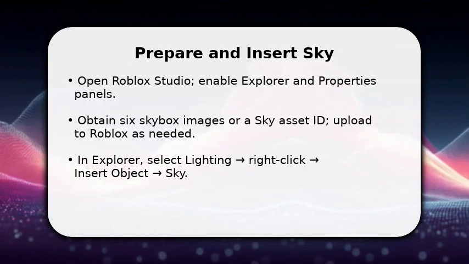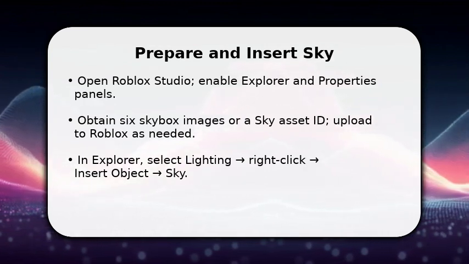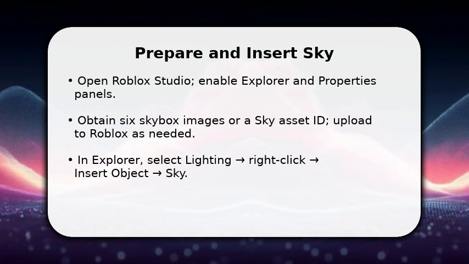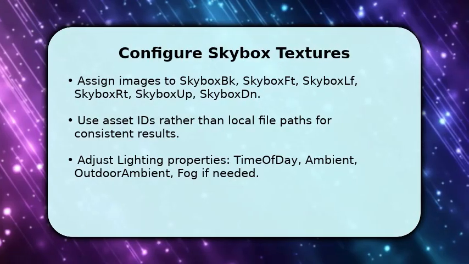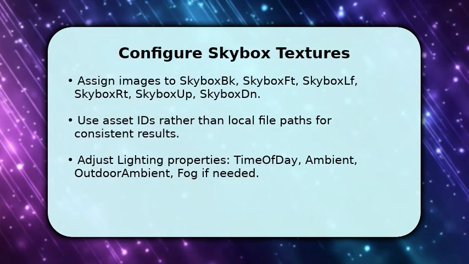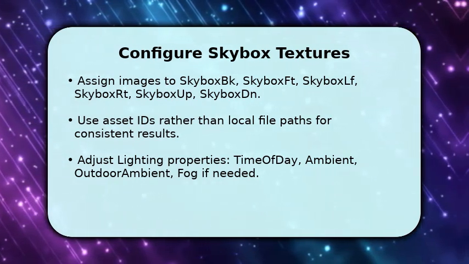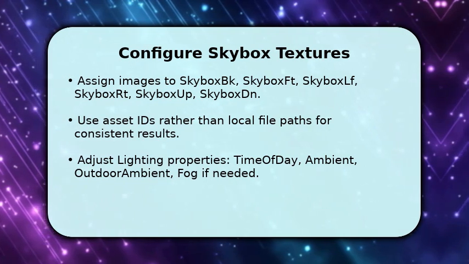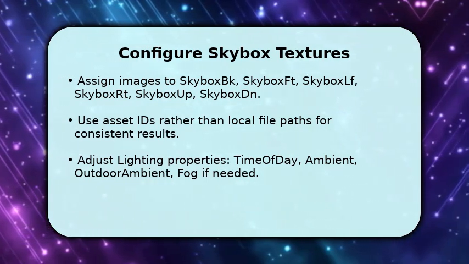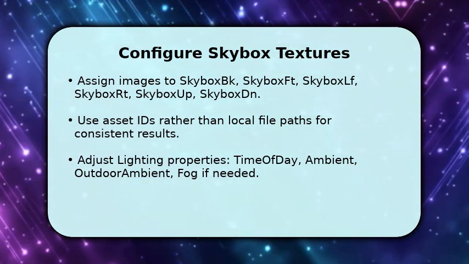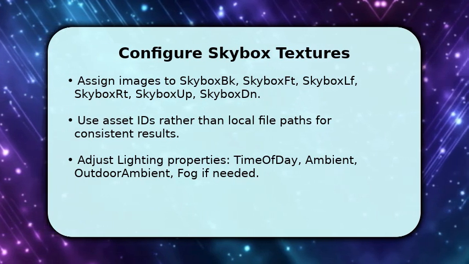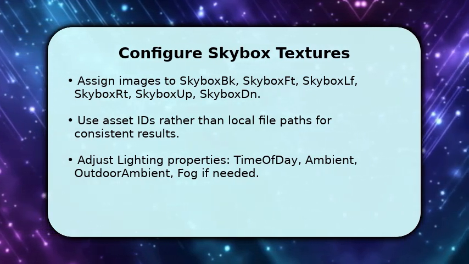Make sure the images match orientation names, BK, FT, LF, RT, UP, DN, to avoid flip seams. Once the sky object exists, you assign each image to its corresponding Skybox property in Properties: Skybox BK, Skybox FT, Skybox LF, Skybox RT, Skybox UP, Skybox DN. Use the numeric asset ID copied from the uploaded images to avoid broken links.